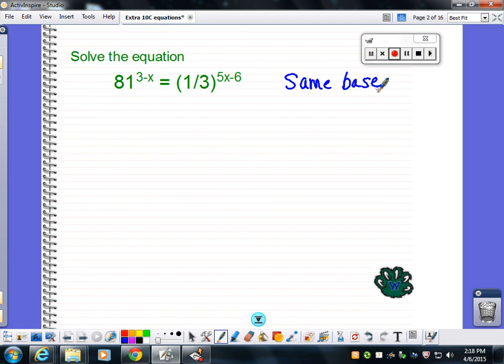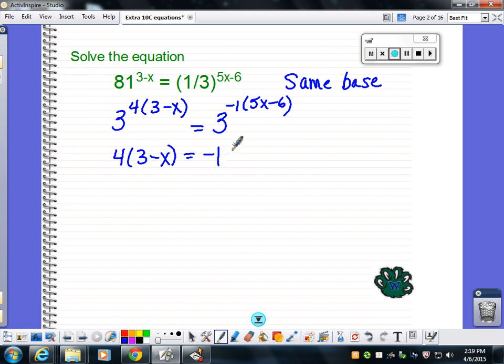So 81, I'm going to rewrite that as 3 to the 4th, and I already had that 3 minus x, equals 1/3, I'm going to rewrite it as 3 to the negative 1 times my 5x minus 6. So since my bases are equal, now I can set my exponents equal. So I've got 4 times 3 minus x is equal to negative 1 times 5x minus 6. And I'm solving for x.